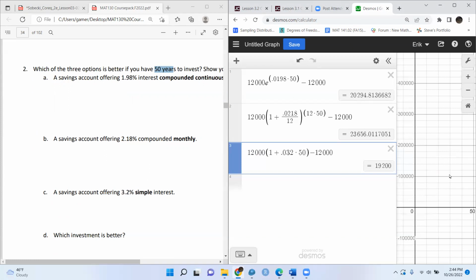So when we give it a little more time, the compound interest ones outperform the simple interest ones. And that is always going to be true. Given enough time, no matter how big a difference the interest rates are, compound interest will win every single time, because you're earning interest on interest, where simple interest is a fixed amount every single time.